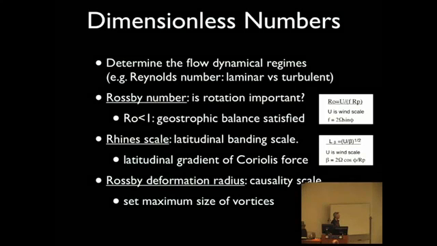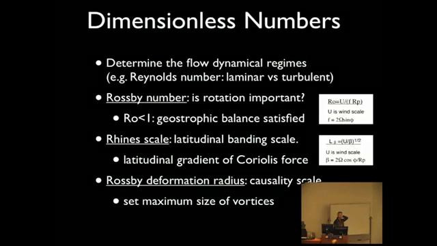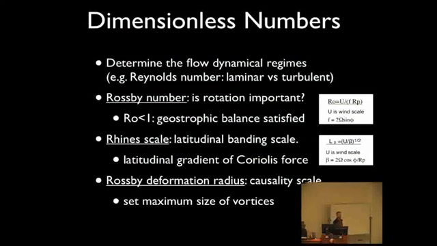Two other numbers that are maybe less obvious, at least the first time I met them they were less obvious to me, are the Rhines scale and the Rossby deformation radius. I'm not going to go through how we derive those numbers. I'm going to give you some references at the end of the lecture today, textbooks. There's a very good textbook by Geoff Vallis. I really like that textbook about the dynamics, so you can get everything derived properly there. But I'm going to emphasize the meaning of those numbers.